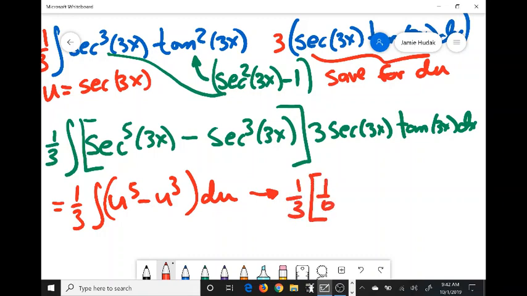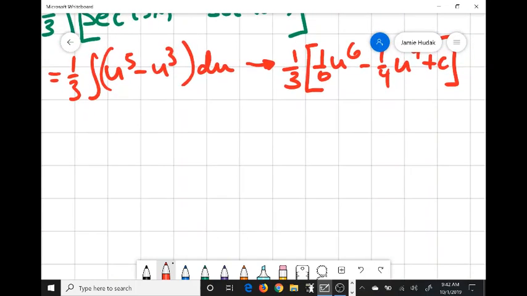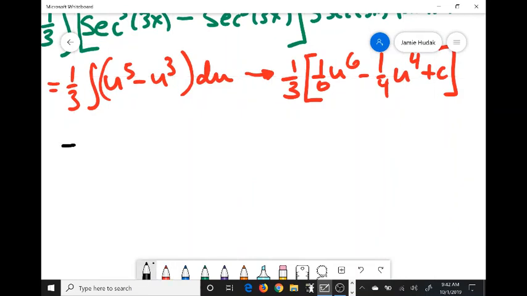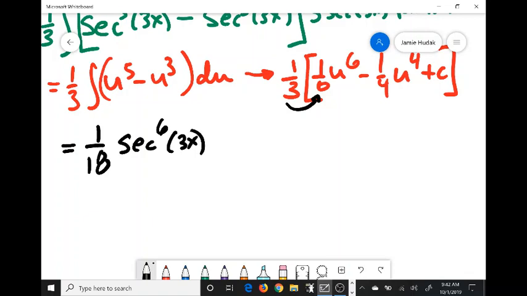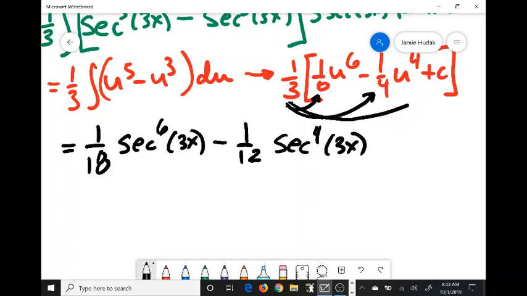And when we integrate, we have 1/6 u to the 6th minus 1/4 u to the 4th plus c. And our final answer, I'm going to distribute the 1/3. That gives me 1/18. I'm going to replace u with secant x, secant to the 6th 3x. Distribute 1/3 to 1/4. We have minus 1/12. Replace u with secant to the 4th 3x. And a constant times an unknown constant is still an unknown constant.